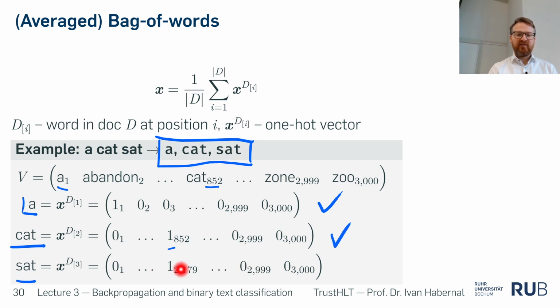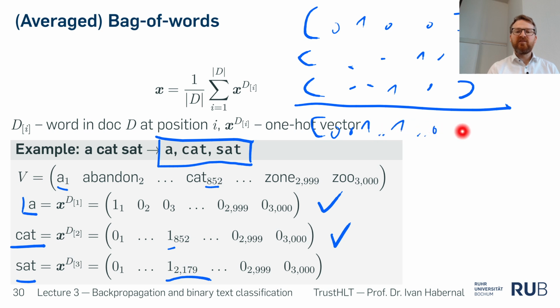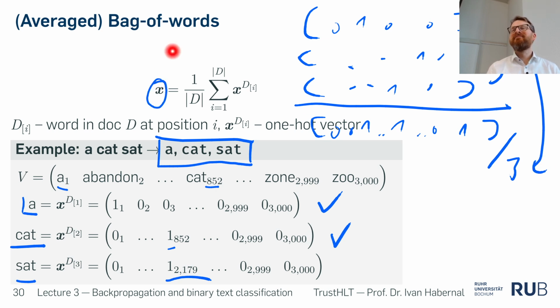So position, where is it set? Somewhere here, 2000 something, whatever. So we have 3 vectors, 2, 3, and this is 1, somewhere here, and the rest is just zeros. What we're going to do is sum them together, so it's going to be 0, 0, 1, something, 0, 1, something, 0, 1, for 3 words, and divided by 3, and this is going to get us the representation of text. The average sort of value of words.